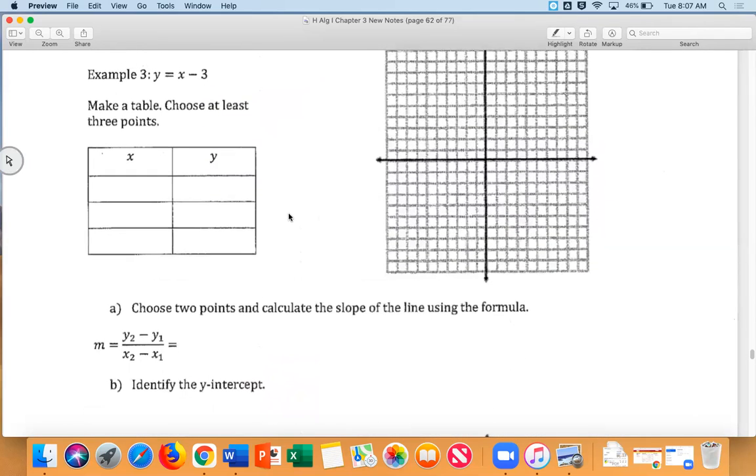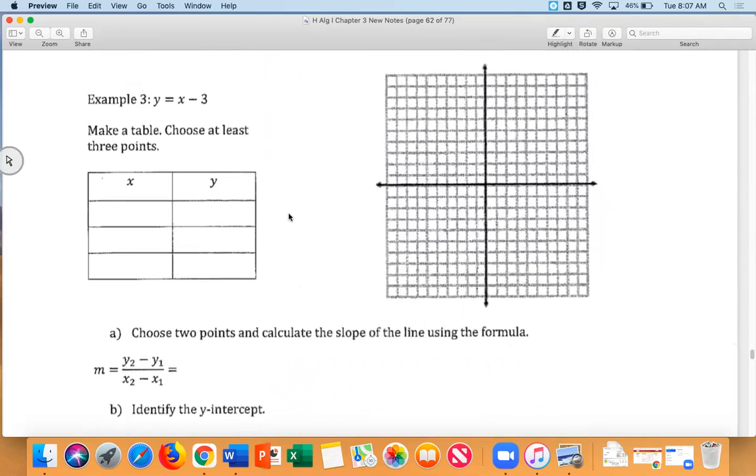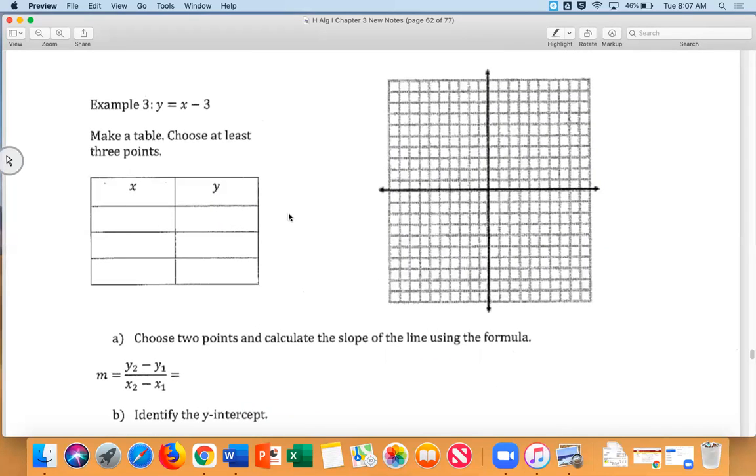All right. Why don't you guys try one? Why don't you guys try example 3? See if you can graph that. Identify your slope and y-intercept. Remember, your slope is going to be the number in front of x. You're going to try and write that as a fraction. Your y-intercept is going to be the number after the x, and that's your starting point. And you're going to go from there.